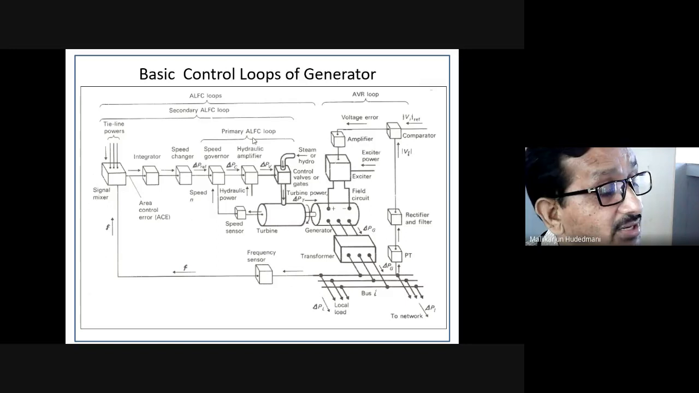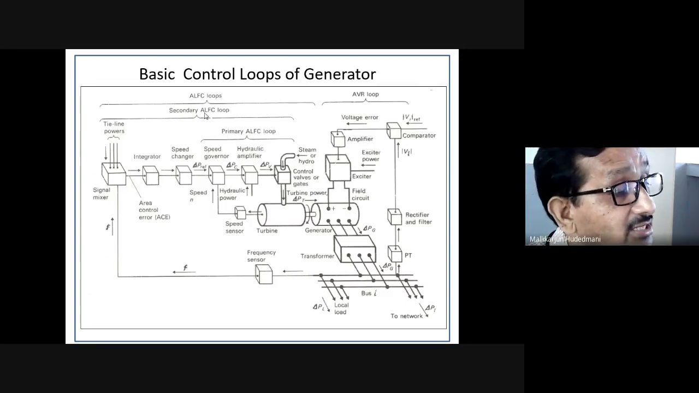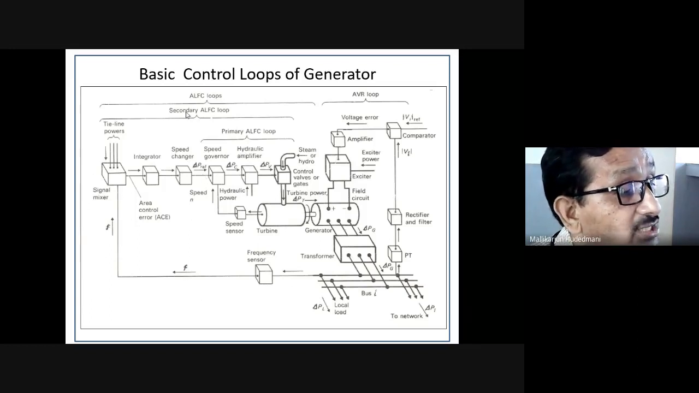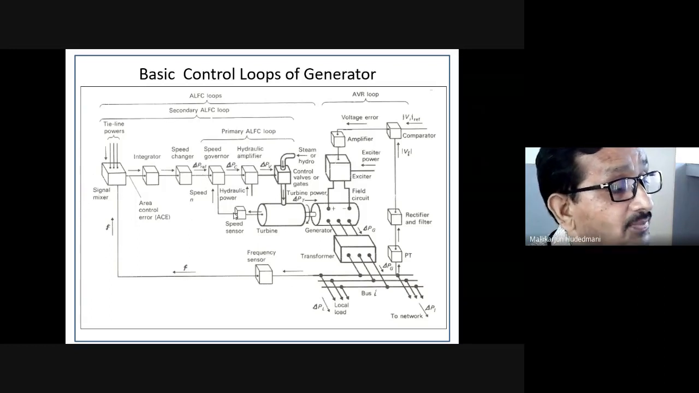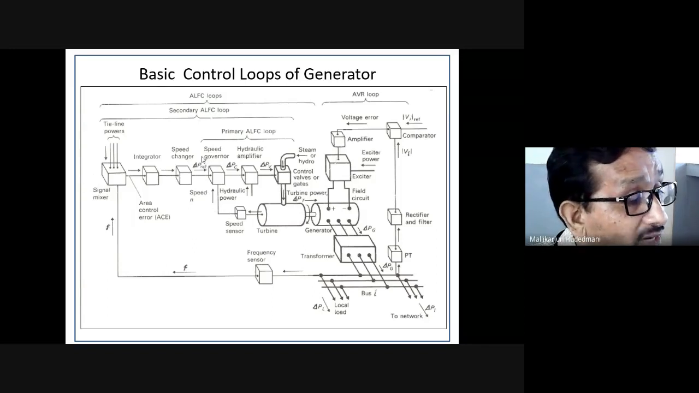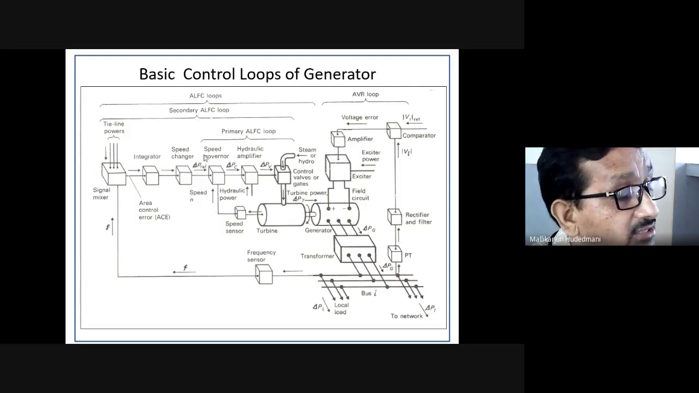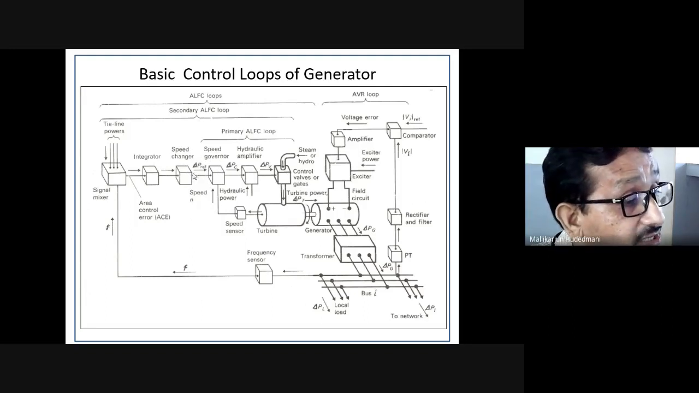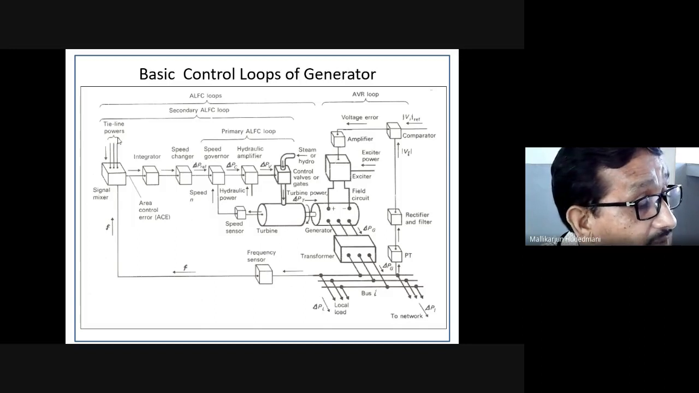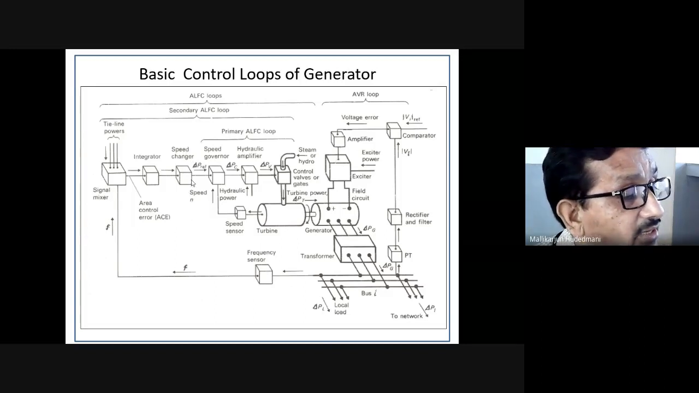One is primarily speed control, ALFC primary. Secondarily, it is a frequency dependent controlling to set point change. That is called secondary. Who will set this set point? Set point is set by an authority. This set point changing is done by the inner part or backward section here.